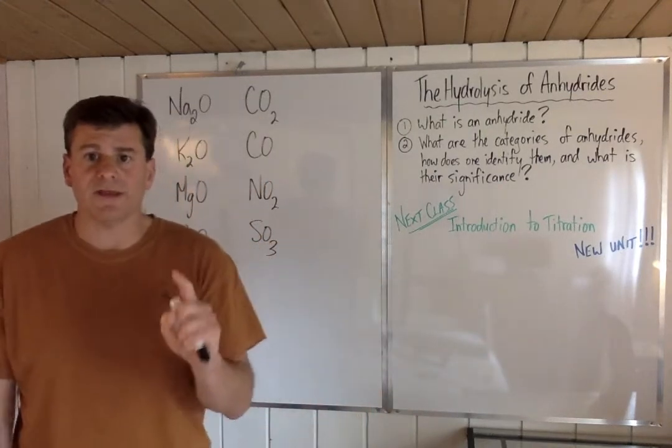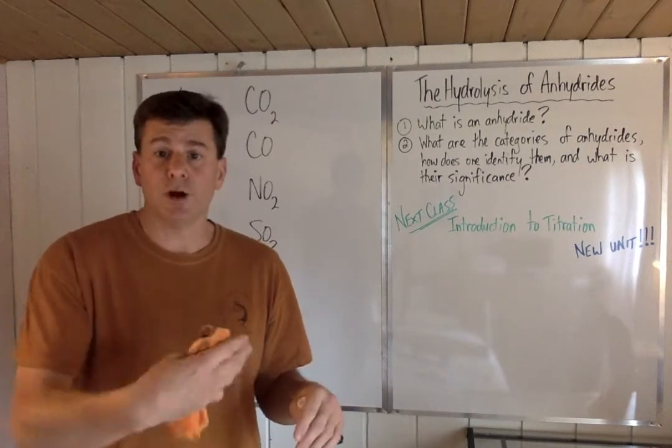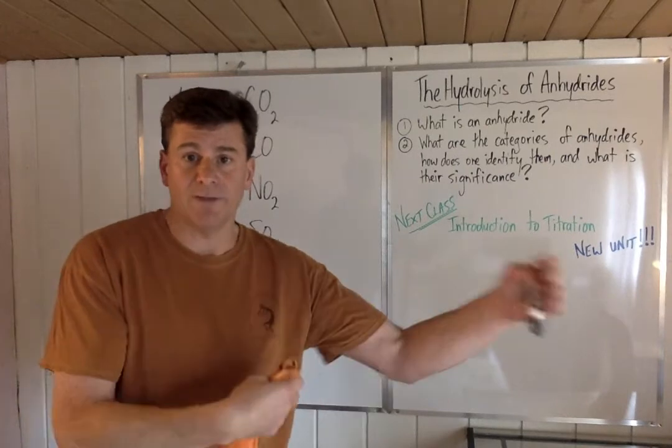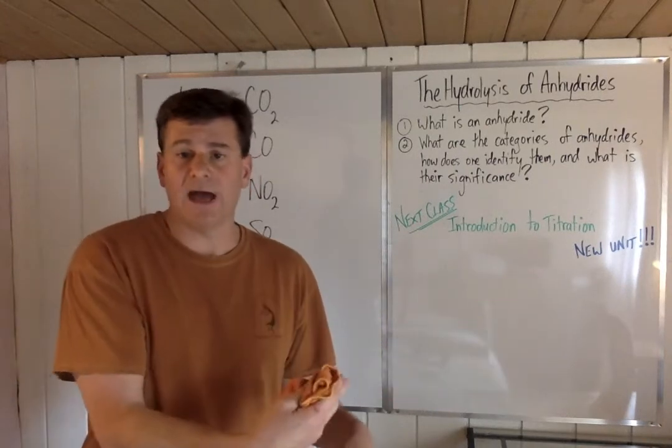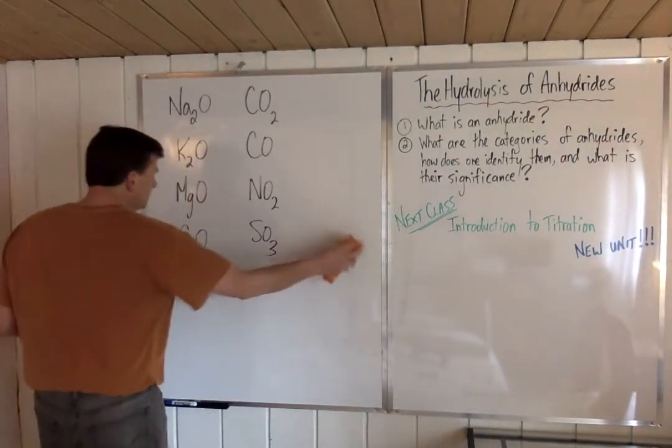And the primary one that you're probably going to remember moving forward is if you burn an element in the presence of oxygen, you will make an oxide compound of it, and that will most likely be an anhydride. Okay?